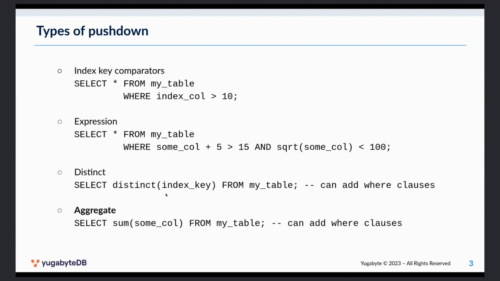And today's talk is going to be about aggregate pushdowns, where aggregate functions such as sum can be computed on the storage side. And this can result in fewer rows being returned back.